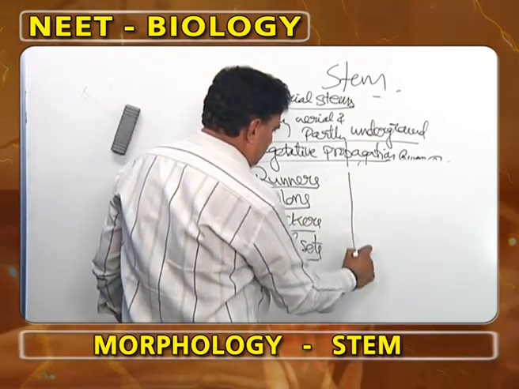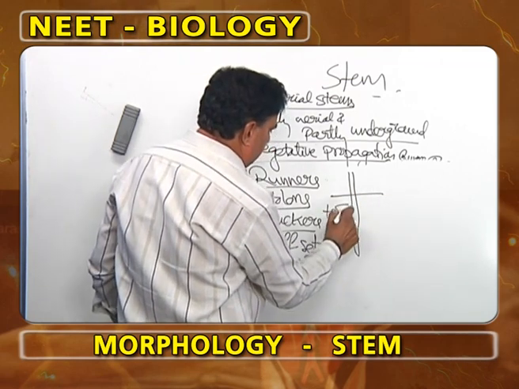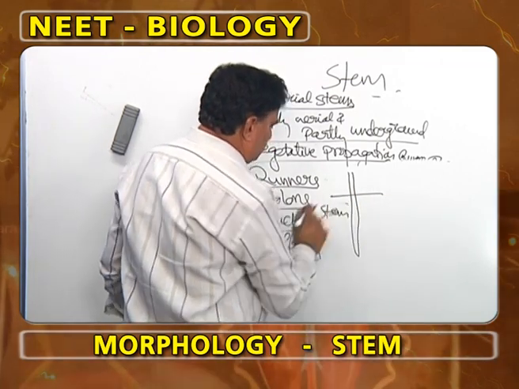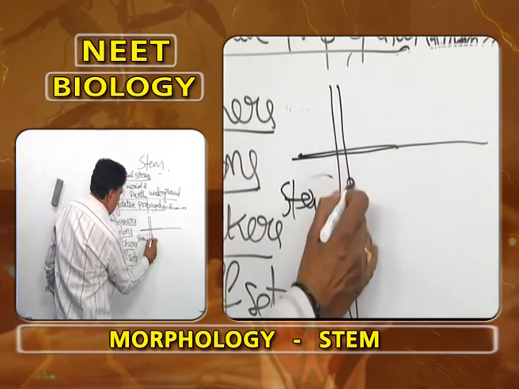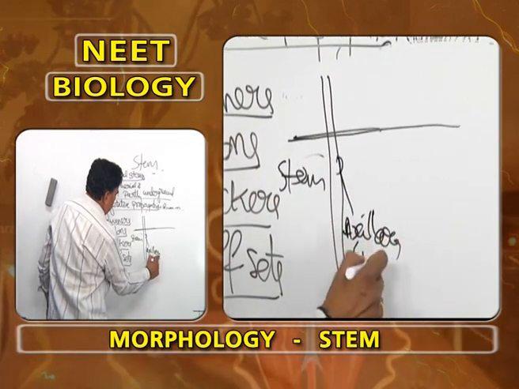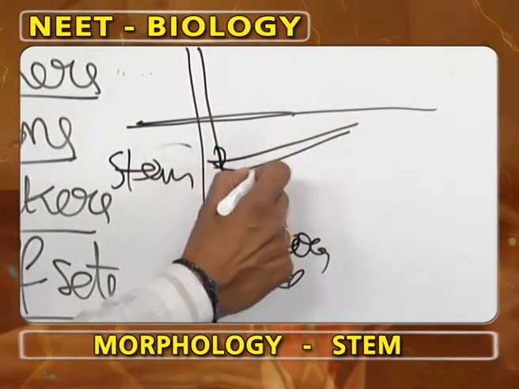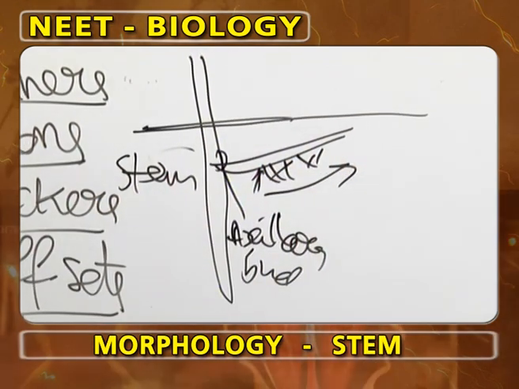Then sucker. In some plants, a small portion of the stem remains under the soil. This small portion of the stem contains an axillary bud. This axillary bud produces a lateral weak delicate branch which grows obliquely under the soil.